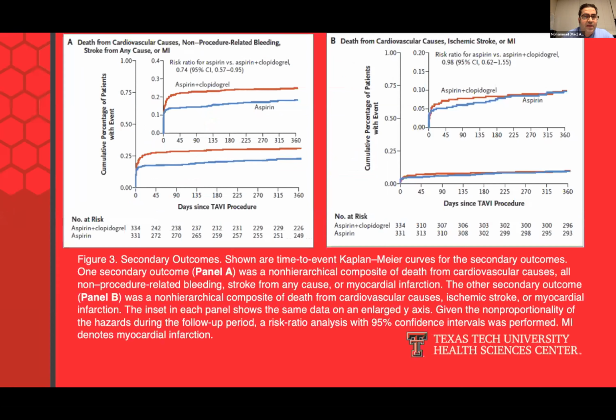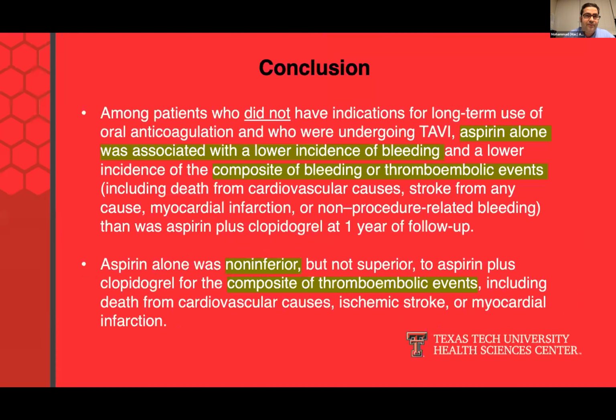And if you look at this, when we talk about the other indexes, also not a big difference, but clearly pointing towards single therapy as superior when you talk about the percentages. So among patients who did not have indications for long-term use of oral anticoagulation, who were undergoing TAVR, aspirin alone was associated with lower incidence of bleeding, we can safely say with this trial and the other trials if we combine all this, and the lower incidence of composite of bleeding and thromboembolic events.